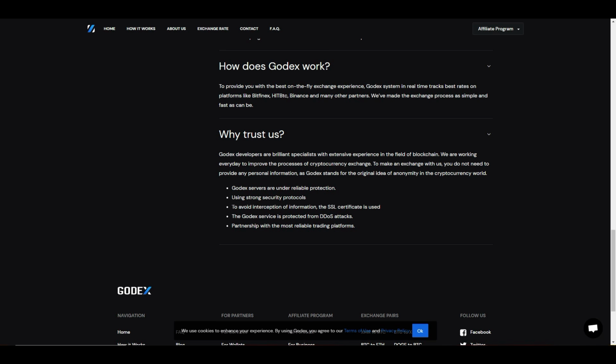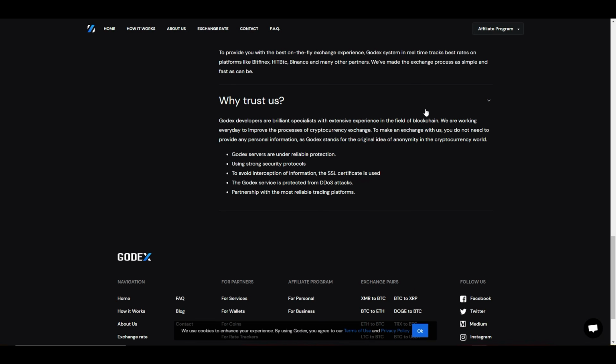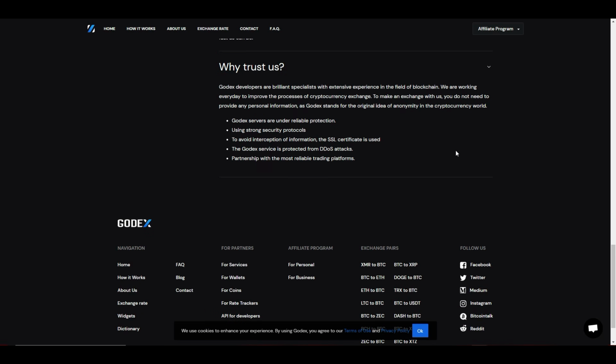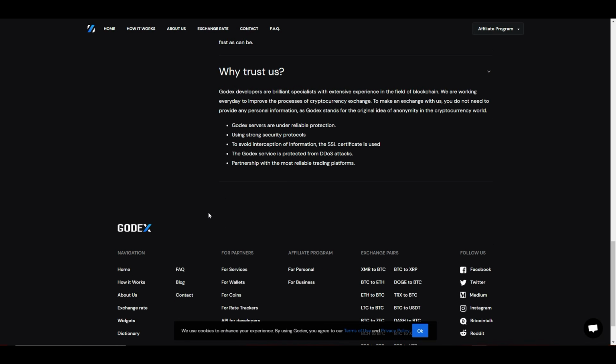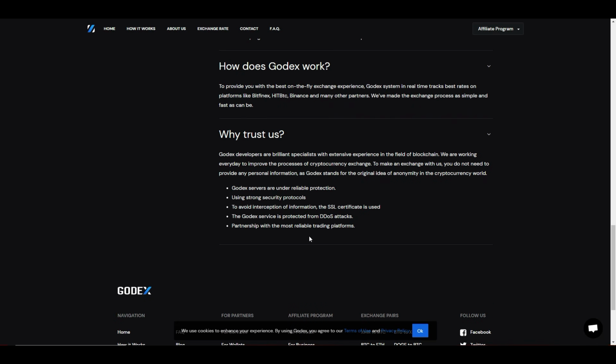Godex developers are brilliant specialists with extensive experience in the field of blockchain. We are working every day to improve the processes of cryptocurrency exchanges. To make an exchange with us, you do not need to provide any personal information, as Godex stands for the original idea of anonymity in the cryptocurrency world. Again, guys, really, really awesome stuff. The fact that they're taking over and using their experience, using their team to really do some damage in blockchain in a very good way, guys.